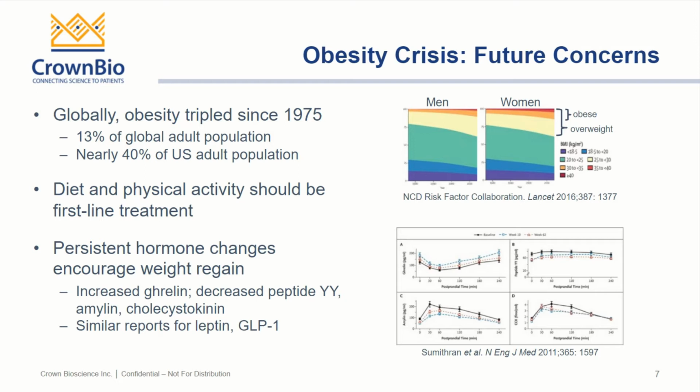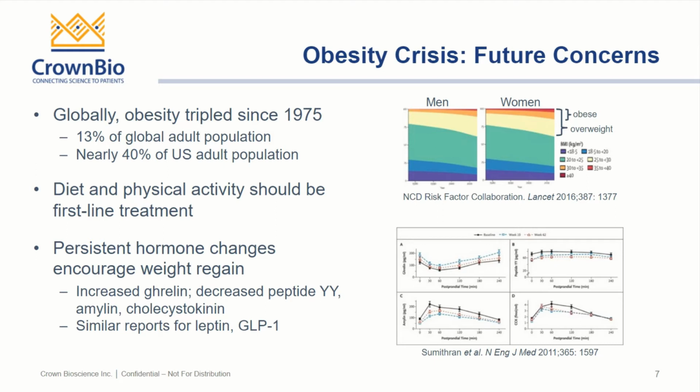Global obesity rates have tripled since 1975. Currently, about 13% of the global adult population and 40% of the American adult population are obese. Diet and physical activity should usually be a first-line treatment prescribed to combat overweightness. However, studies have shown that behavioral changes can be difficult to maintain because they induce lasting hormonal changes that are conducive to weight regain. A seminal study by Sumithran et al.